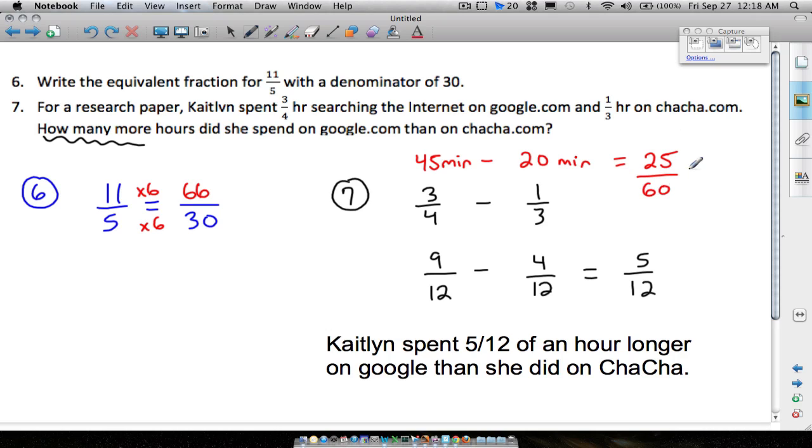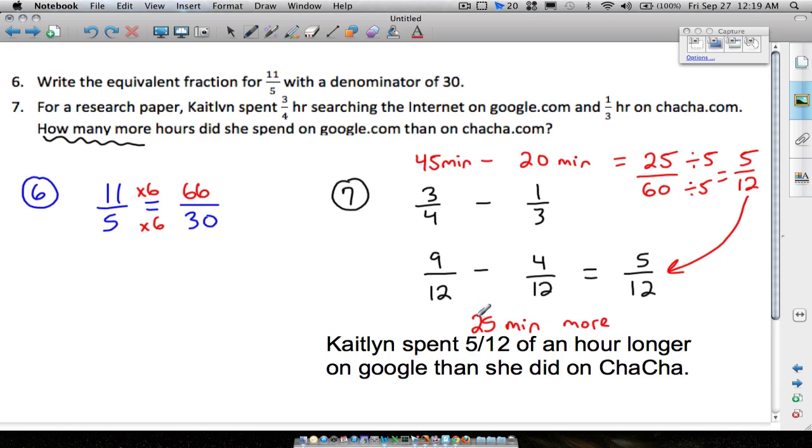25 out of 60 minutes. What can we do with these two numbers? Let's divide them by 5. 25 divided by 5 is 5. 60 divided by 5 is 12. Hello, same answer right there. So to be quite honest with you, if you were to say she spent 25 minutes more or 25 minutes longer, either way, I would accept 5/12 of an hour longer on Google.